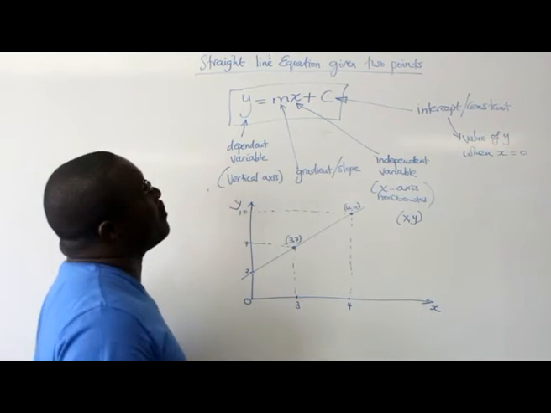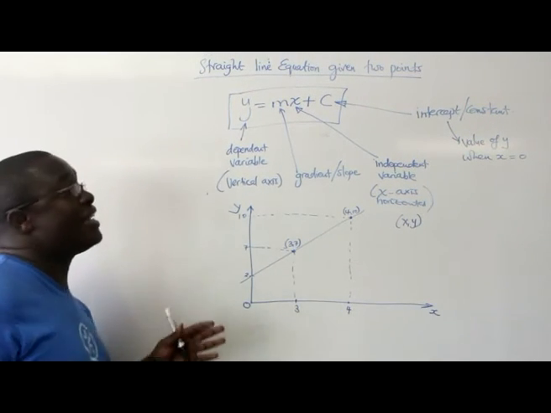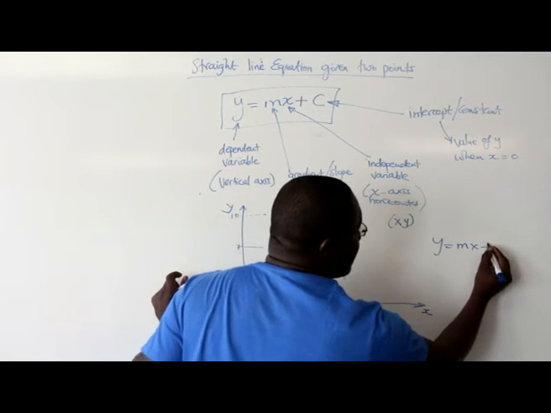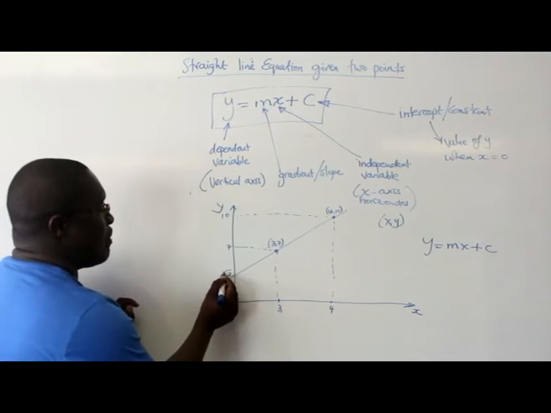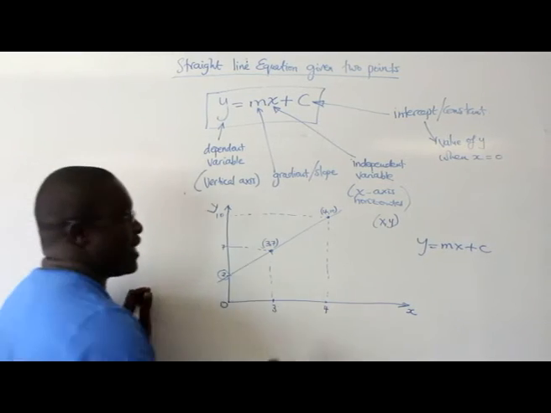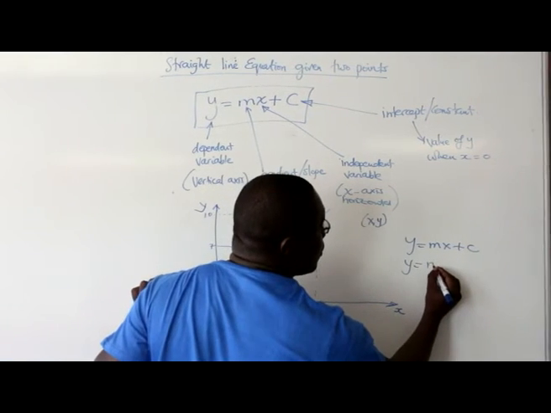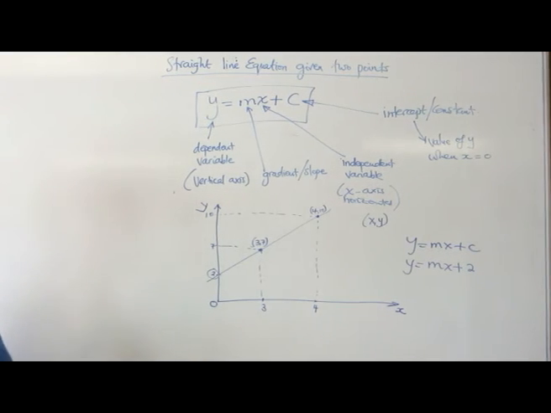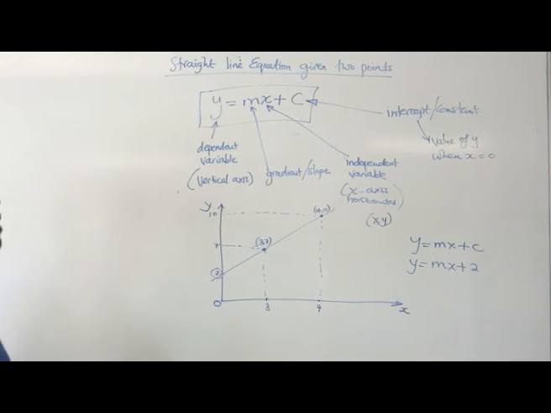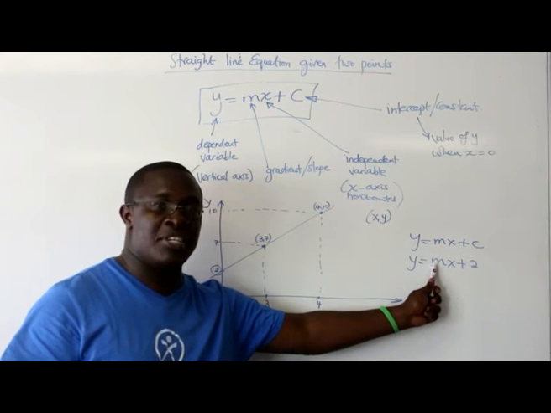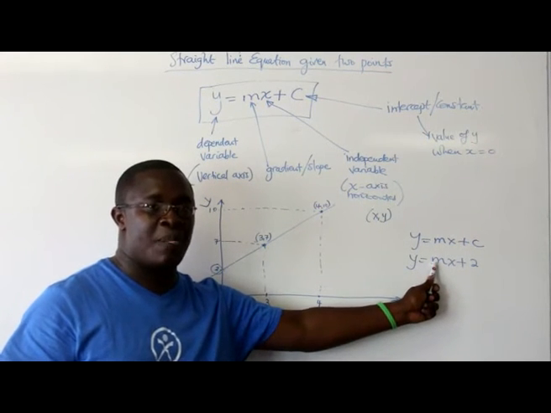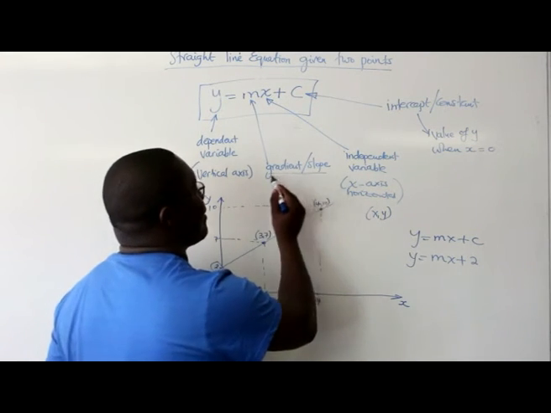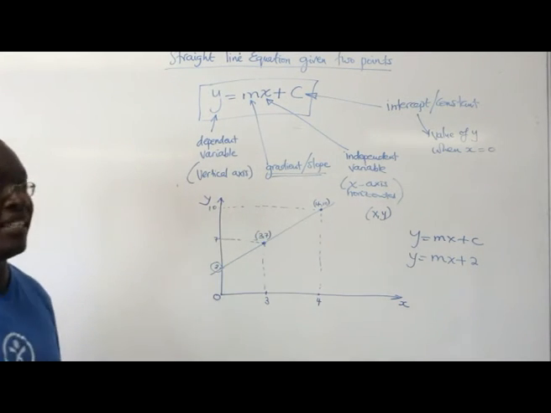Right, so we have 2 things now. We have 1 thing on our equation, y is equal to mx plus c. We can take our 2 at the intercept. So we can write this y is equal to mx plus 2. Already we know what c is, but the problem is we don't know what m is for us to be able to complete the equation. So we need to understand how to calculate the gradient.